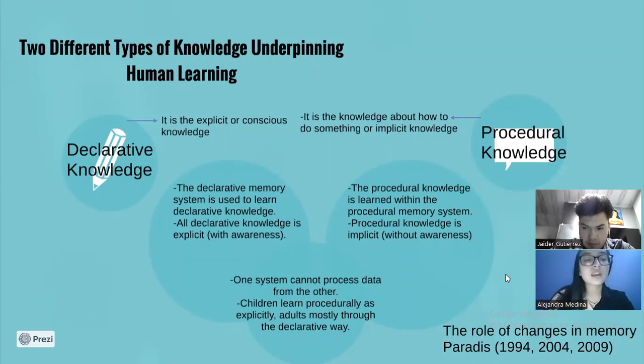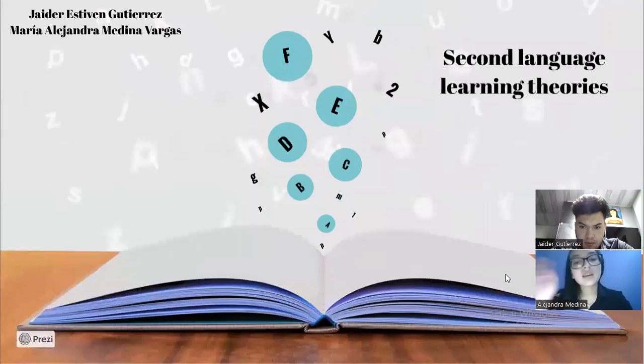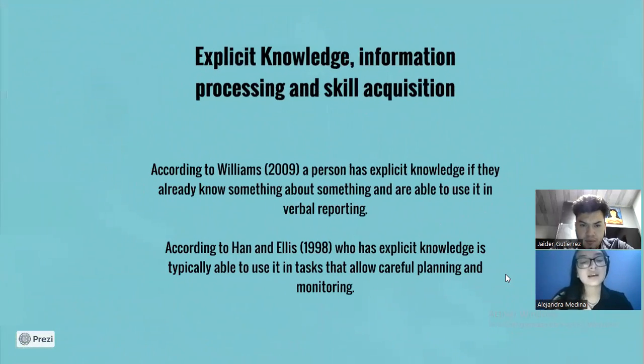We can find two similarities about the two types. One system cannot process data for the other, and children learn procedurally as well as explicitly, while adults learn mostly through the declarative way. Okay, and now we must highlight explicit knowledge, information processing, and skill acquisition.